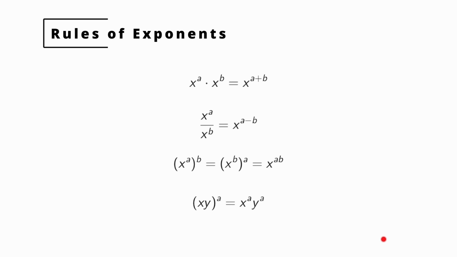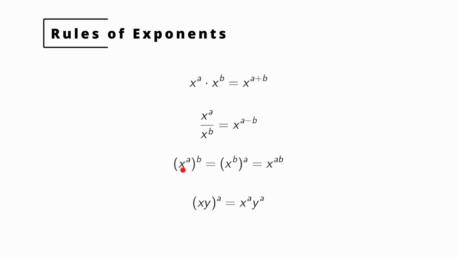If we multiply two exponential expressions, x to the a times x to the b, and they have the same base, then we can simplify by simply adding the exponents together. Similarly, if we divide, we simplify by subtracting the exponents. So x to the a over x to the b is x to the a minus b.